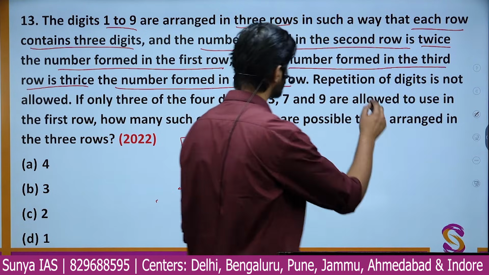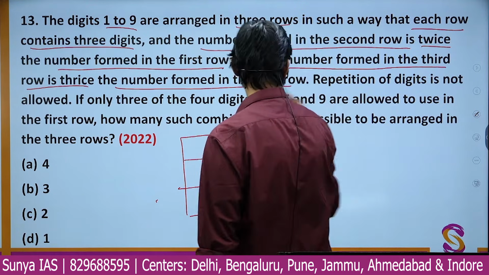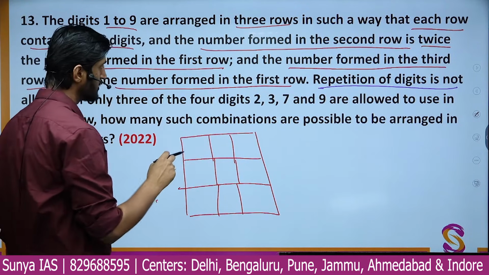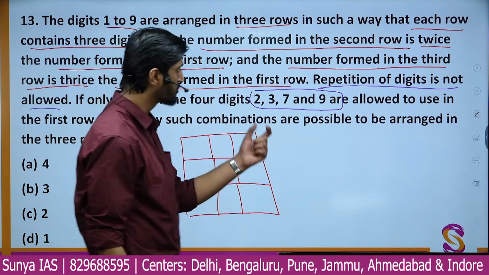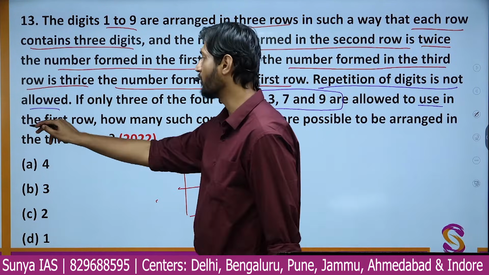So since the repetition is not allowed and we have only these digits to be used in the first row, we have only the option of using 2, 3, 7 and 9 in the first row. How many such combinations can we make?